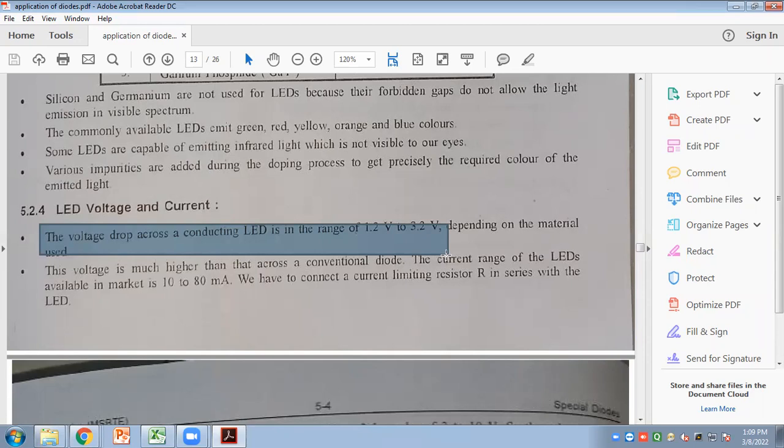The current range of available LEDs is also 10 to 80 milliamperes. How intense the light from the diode is depends on that current capacity. So the current will be 10 to 80 milliamperes. We have connected one resistor in series with this. While connecting this resistance, it will oppose the flow of current and minimize the current.